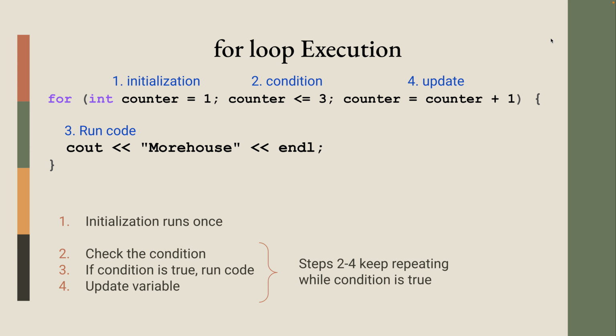Yeah, so again, initialization is only going to run one time at the start of the loop. Then we just do steps 2, 3, and 4 over and over until the condition becomes false. Everyone good with that?